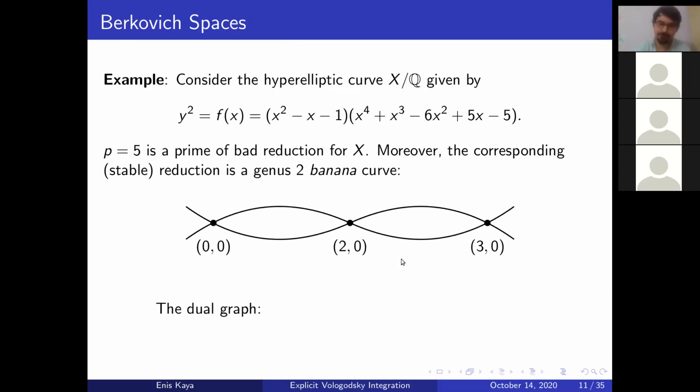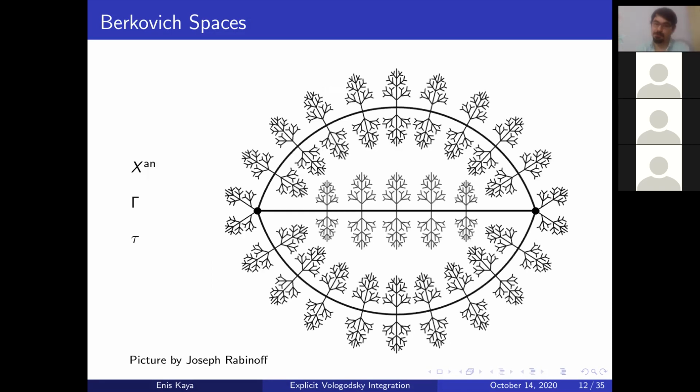Okay, what is the dual graph? We have two components. It means that there will be two vertices, and these two components intersect in 3 points. It means that there will be 3 edges. So this is our dual graph. So from this, we will see the corresponding Berkovich space, which is this picture. This picture is due to Joseph Rabinoff, and represents the Berkovich space. I cannot say that this is completely fine, but it's not possible to draw these curves anyway.